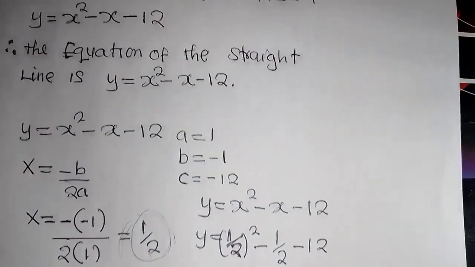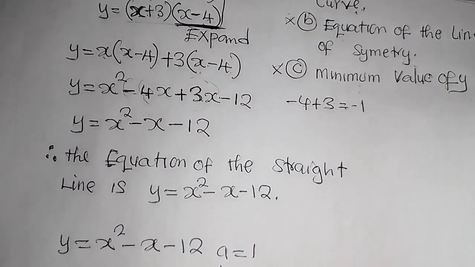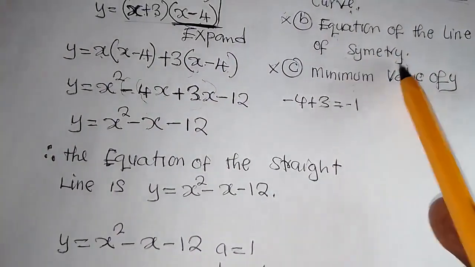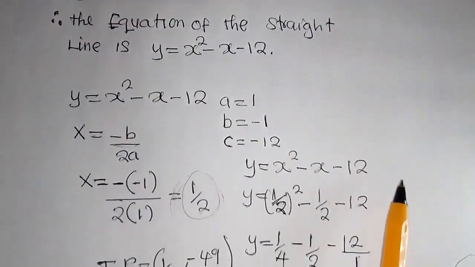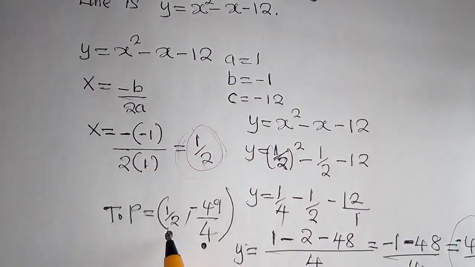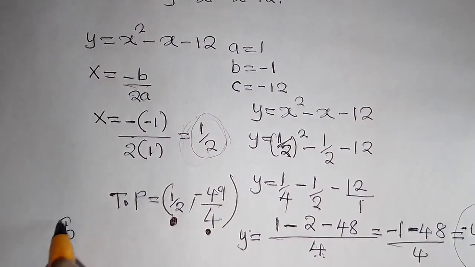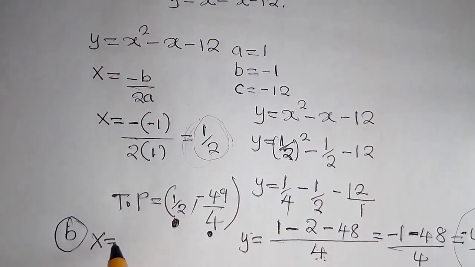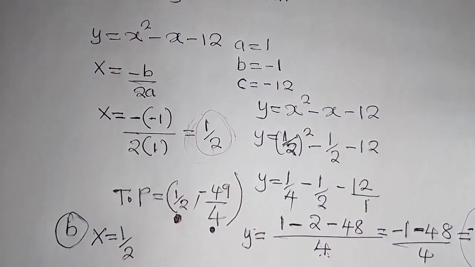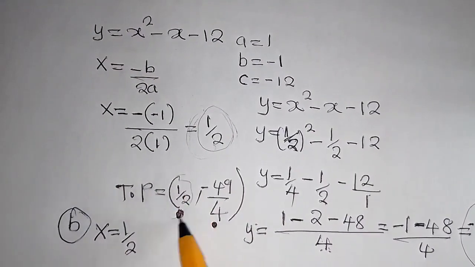So we look at these questions which we are taught to find. We are taught to find the equation of line of symmetry. I've just told you that this is the equation of the line of symmetry. So x is equal to 1 over 2. This is the answer.